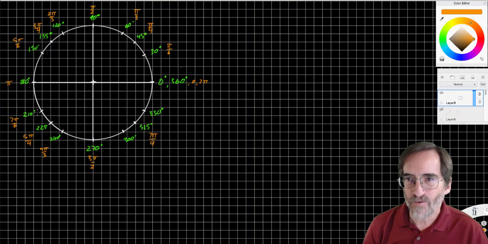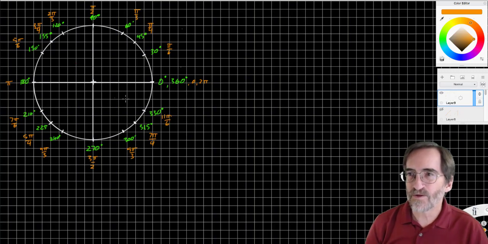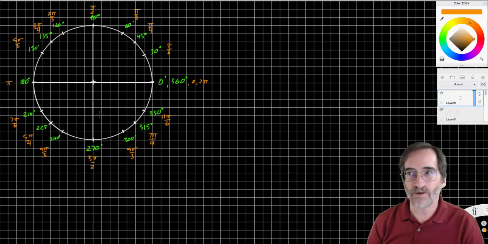Okay, now what are we up to? 9 pi over 6, 10 pi over 6, which is 5 pi over 3, and 11 pi over 6. So these are all the positives. Of course, negatives go clockwise around, positives go counterclockwise around.